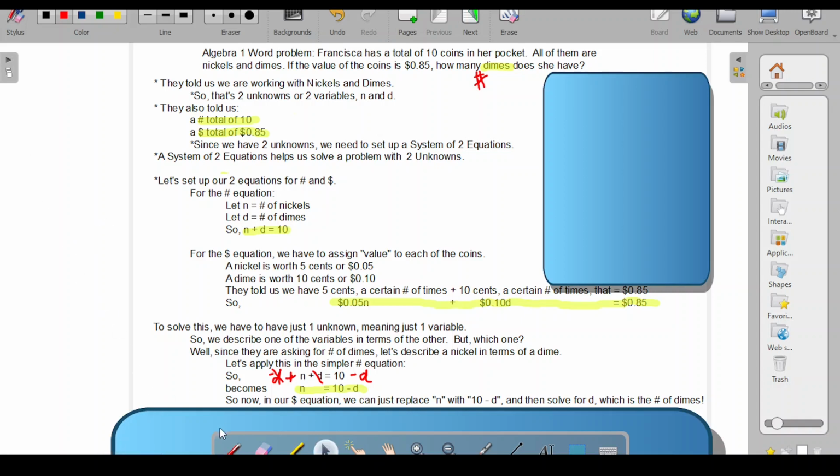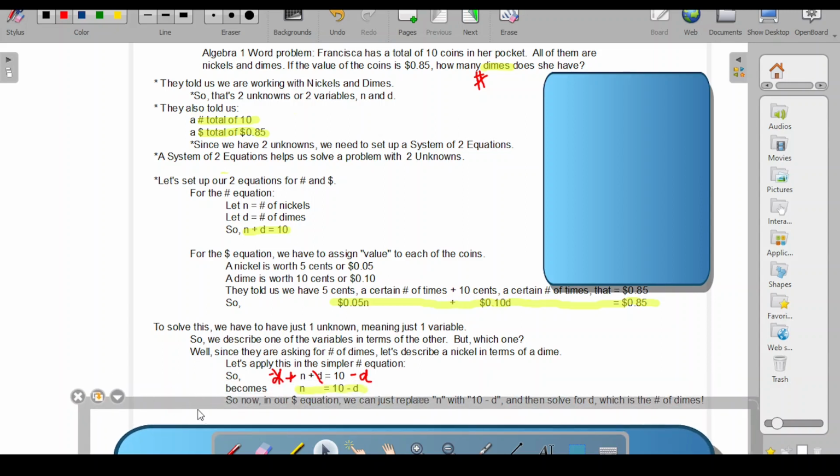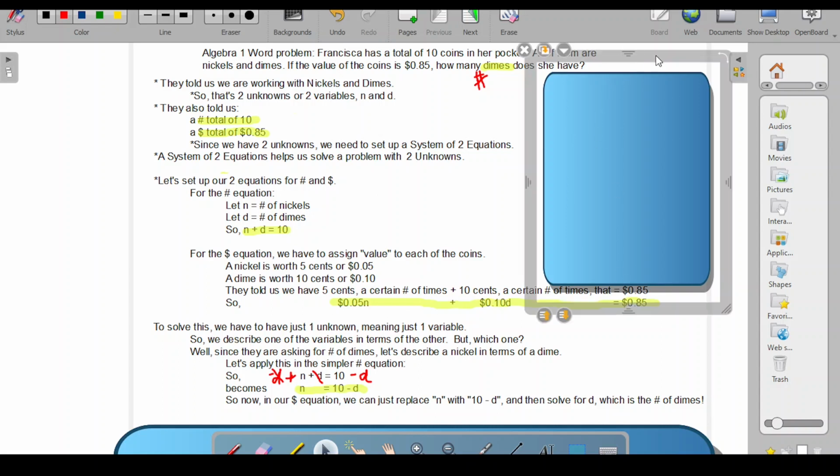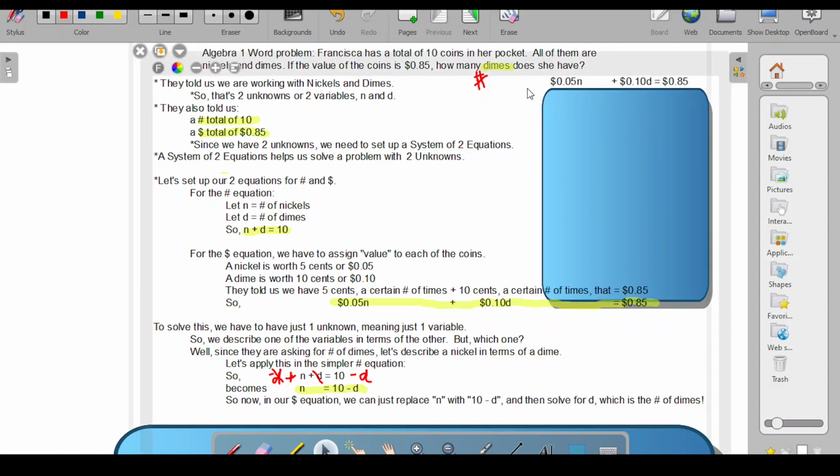All right, well, we're getting somewhere. So let's go ahead and do that. I started it up here. So we're going to take this equation, and I'll just rewrite it. So here it is: 5 cents times n plus 10 cents times d equals 85 cents. I just rewrote it.